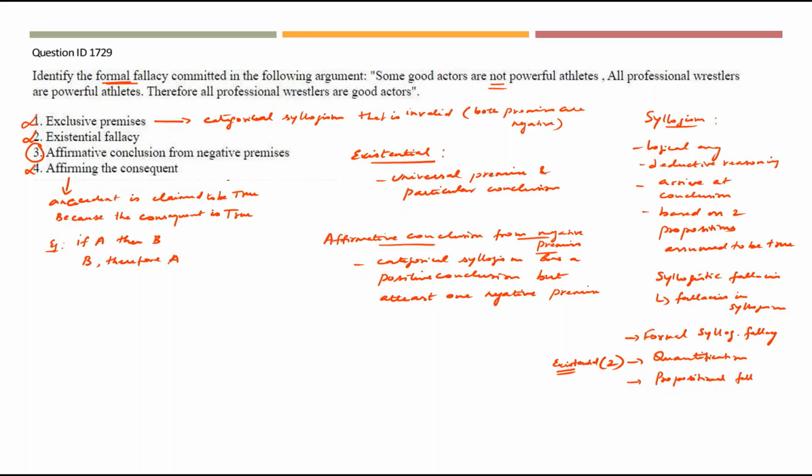Which one will be propositional fallacy? Affirming the consequent will be propositional fallacy. So I am marking number 4. The first one, exclusive premises, and the third one, affirmative conclusion from negative premises, both are formal syllogism fallacies. These are the option numbers. So if I say 1, it is exclusive premises. If I say 3, it is affirmative conclusion from negative premises. If I say 2, it is existential fallacy. If I say 4, it is affirming the consequent.